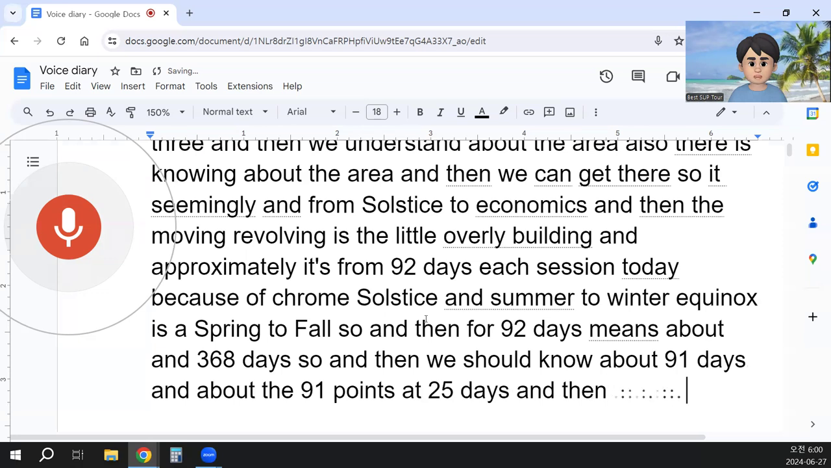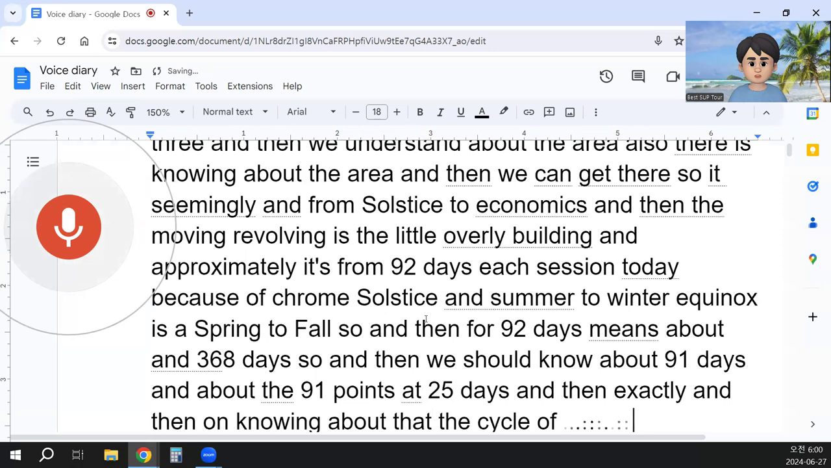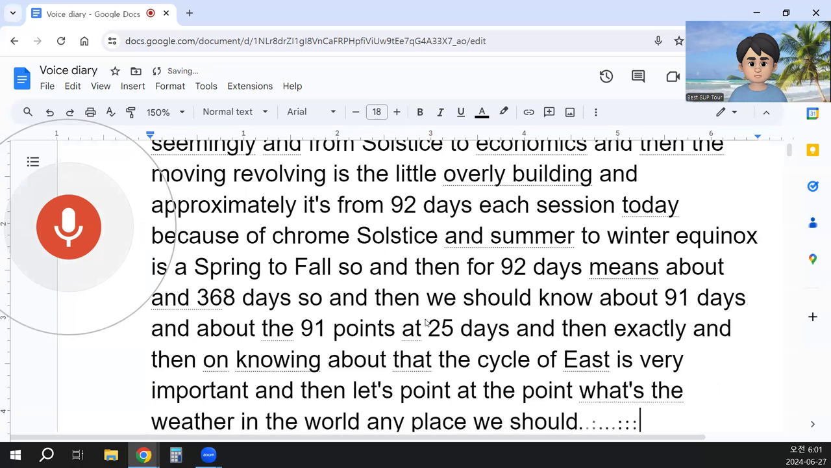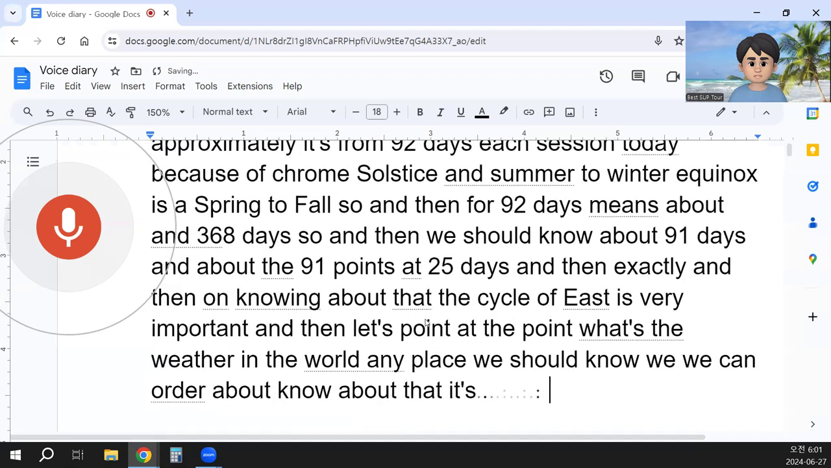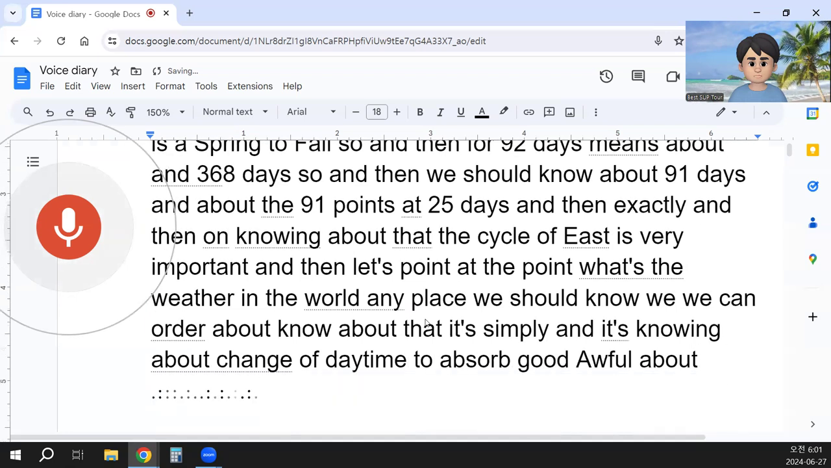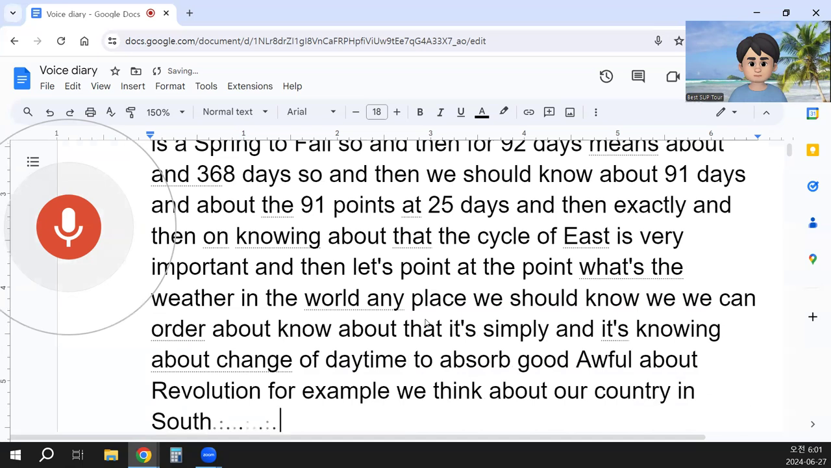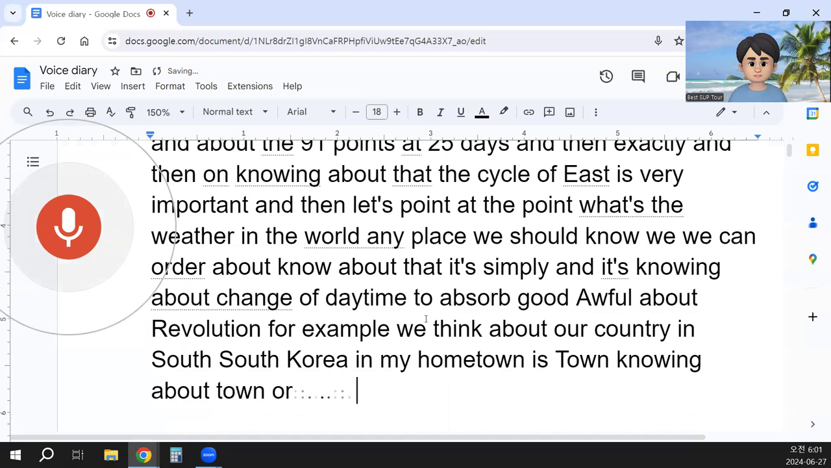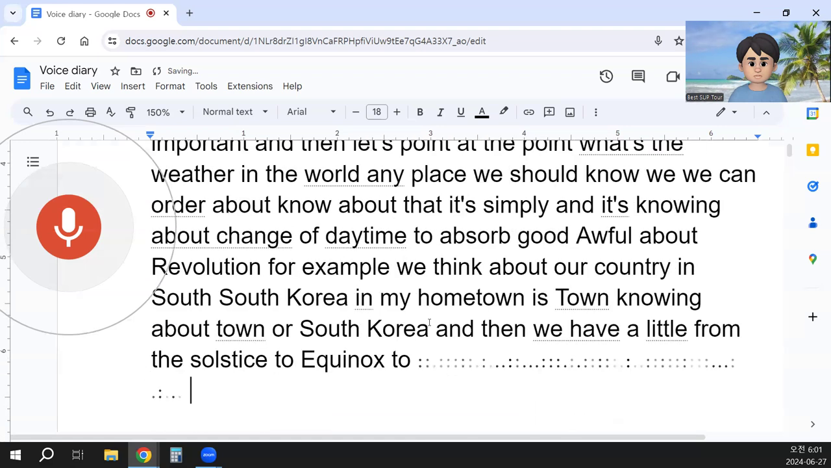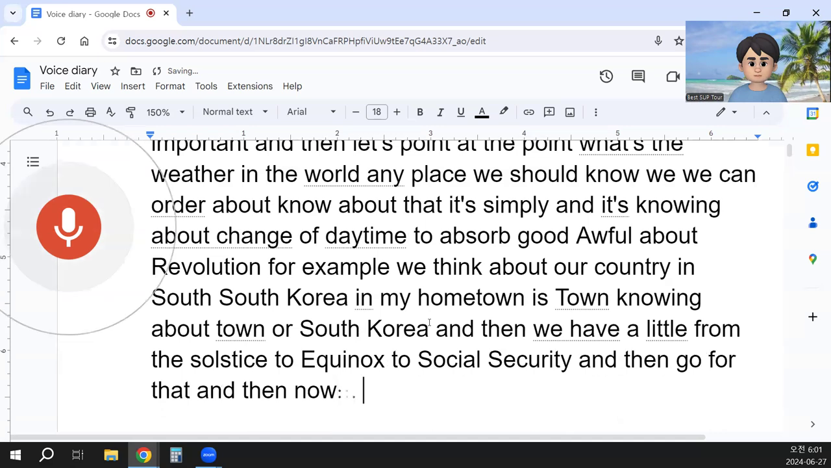Knowing the cycle of this is very important. And the last point, for the best weather in the world, for any place, is simply knowing about the change of daytime to observe the Earth's revolution. For example, think about our country, Seoul, South Korea. My hometown is Taiwan. Knowing about Taiwan or South Korea, we have a rule from the solstice to equinox, and so on. Now, from the summer solstice going to the fall autumn equinox, it has already been 5 days.